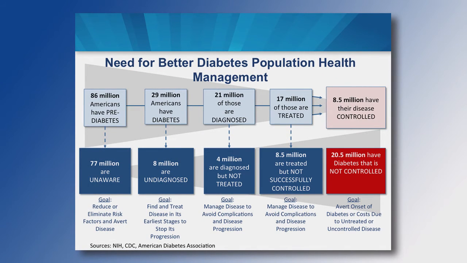As an example, there is obviously a need for better diabetes population health management. Now, 86 million Americans have prediabetes, yet 77 million are unaware. And of the 29 million Americans that have diabetes, 8 million are undiagnosed. And you can see on down the line of the challenges that we have in really effectively treating and controlling and diagnosing people with diabetes, as well as preventing those from developing diabetes that have prediabetes.